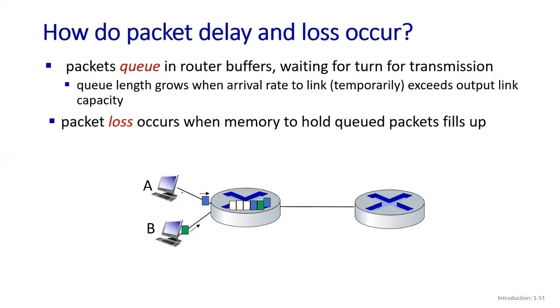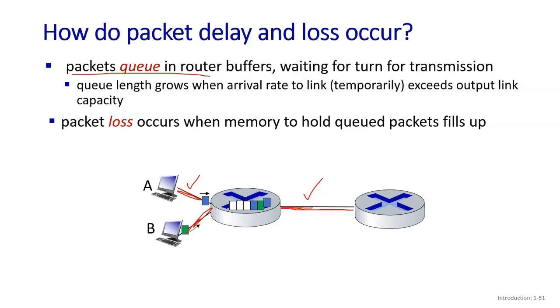Okay, so let's suppose the link capacity of these two links is higher than the link capacity of this outbound link. When the link capacity of these incoming links is higher than that of the outbound link, or you can think of it as the incoming packets arriving faster than they can be transmitted to the outbound link, then these incoming packets are stored in router buffers. So packets queue in router buffers, waiting for their turn for transmission.